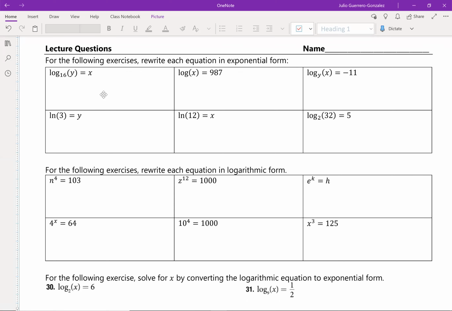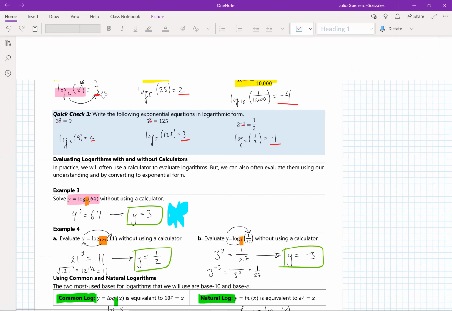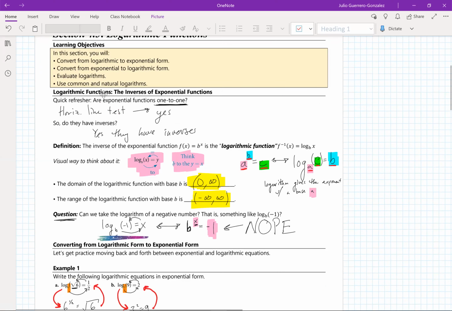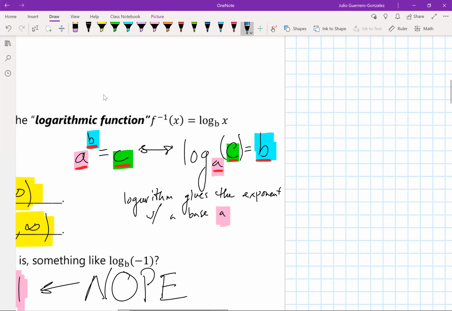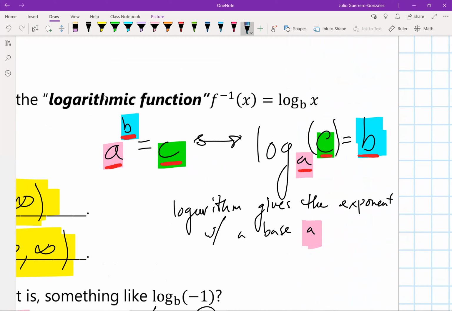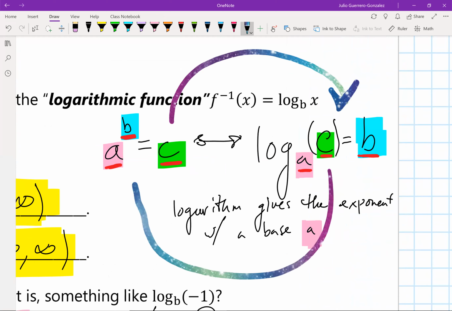Okay, so for that first one, our handy dandy thing is this thing. The set of questions that you guys have, the very first ones at least, I believe you have the exponent and you have to change it to the log. And then the second set goes the other way around. I give you a logarithm, you have to change it to the exponent.